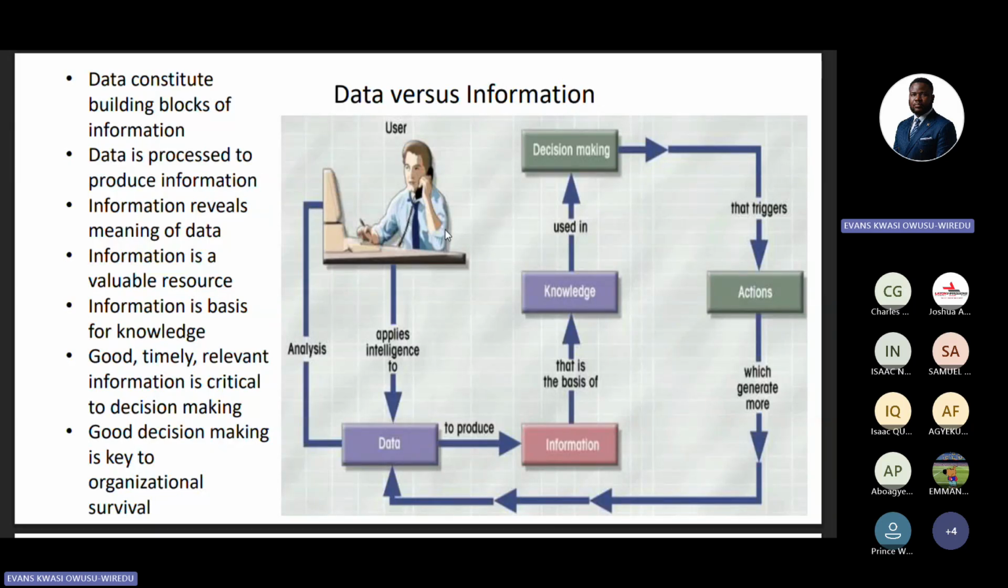Good, timely, relevant information is critical to decision making. And so there is no way that you can make decisions without having the knowledge on the information of the data that you have received. All right. Good decision making is key to organizational survival, right? So when you make the right decision, its repercussion would be evident in your actions, because a good decision will yield a good result, right? Awesome. Are we following? Have we followed up to this point?